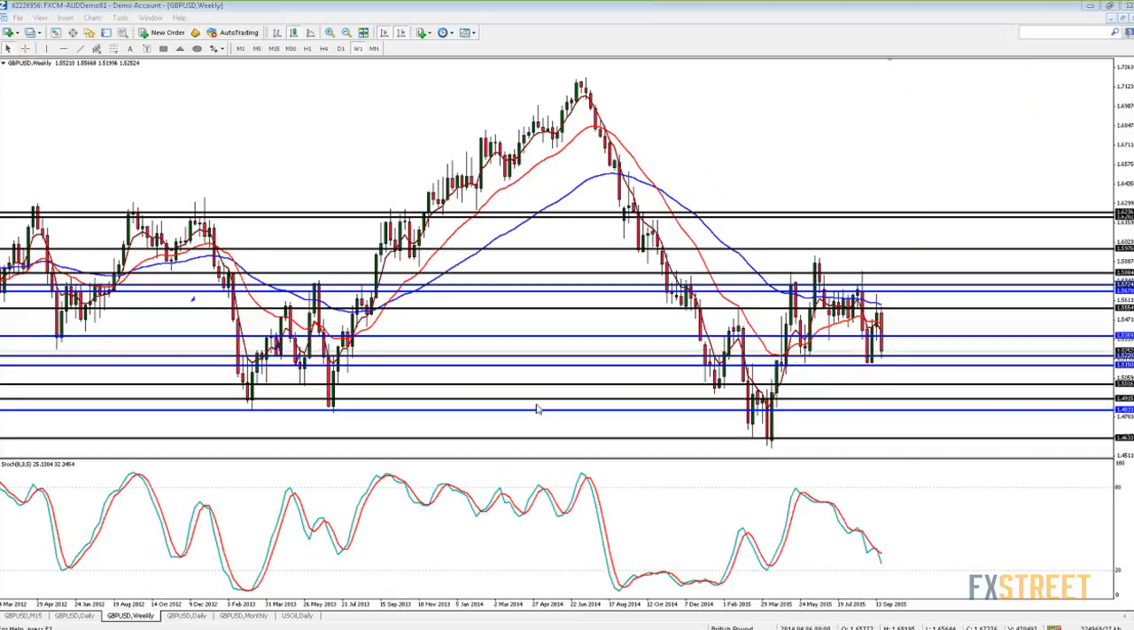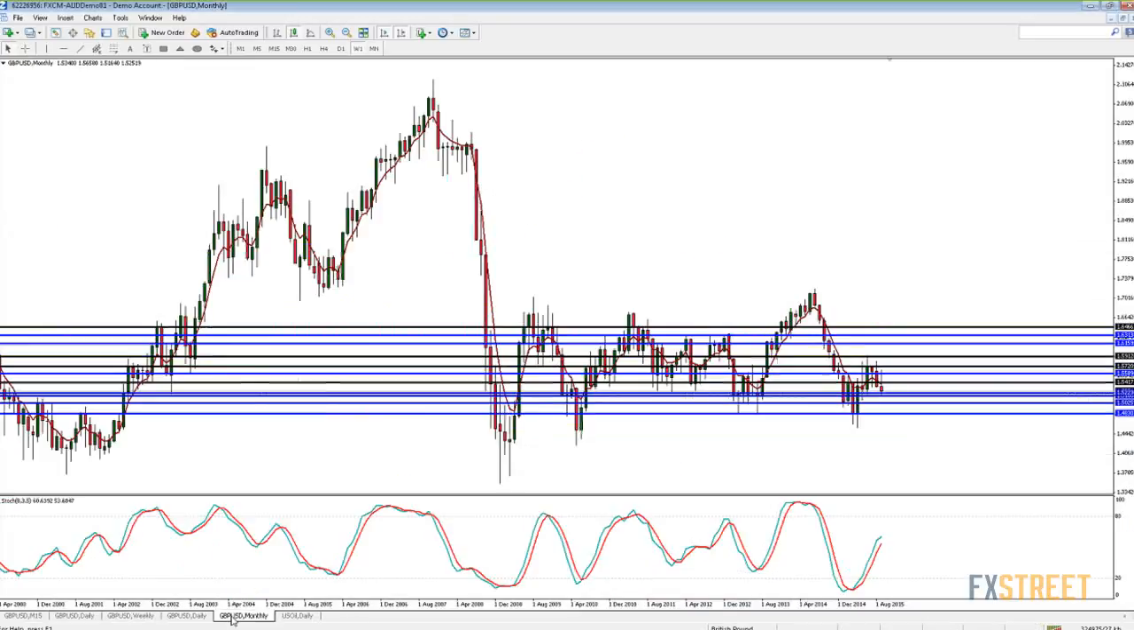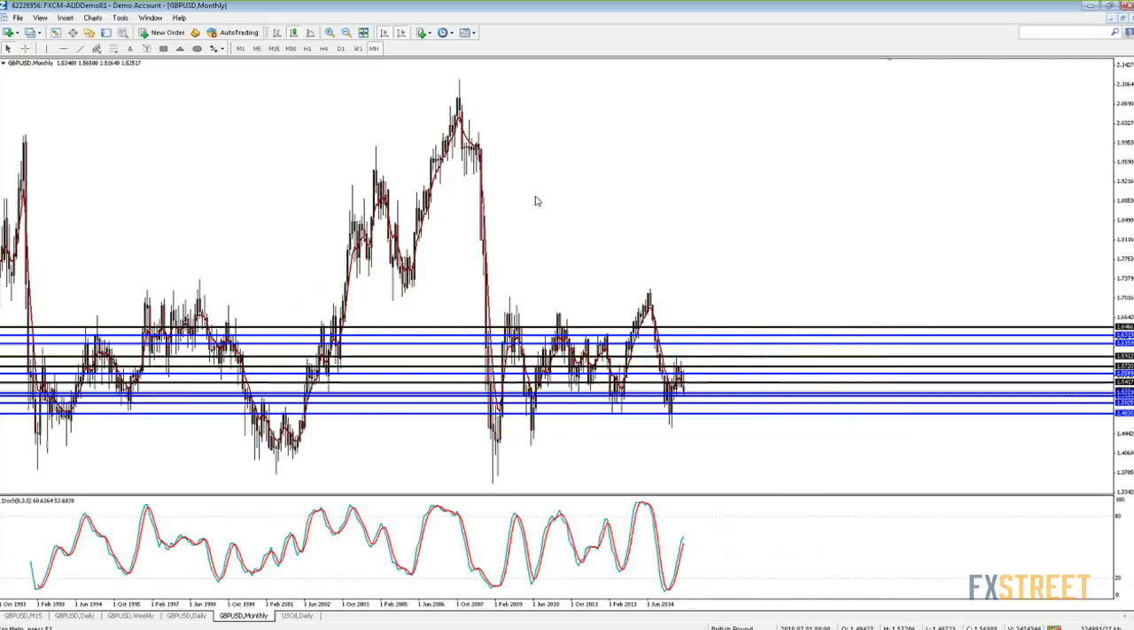Now, if we're looking at this pound, and I'll clean this up a little bit. Okay, here's a monthly chart. Bear with me. I know there's a lot of lines in here, but I don't want to remove them necessarily. What is the overall theme here for a pound?